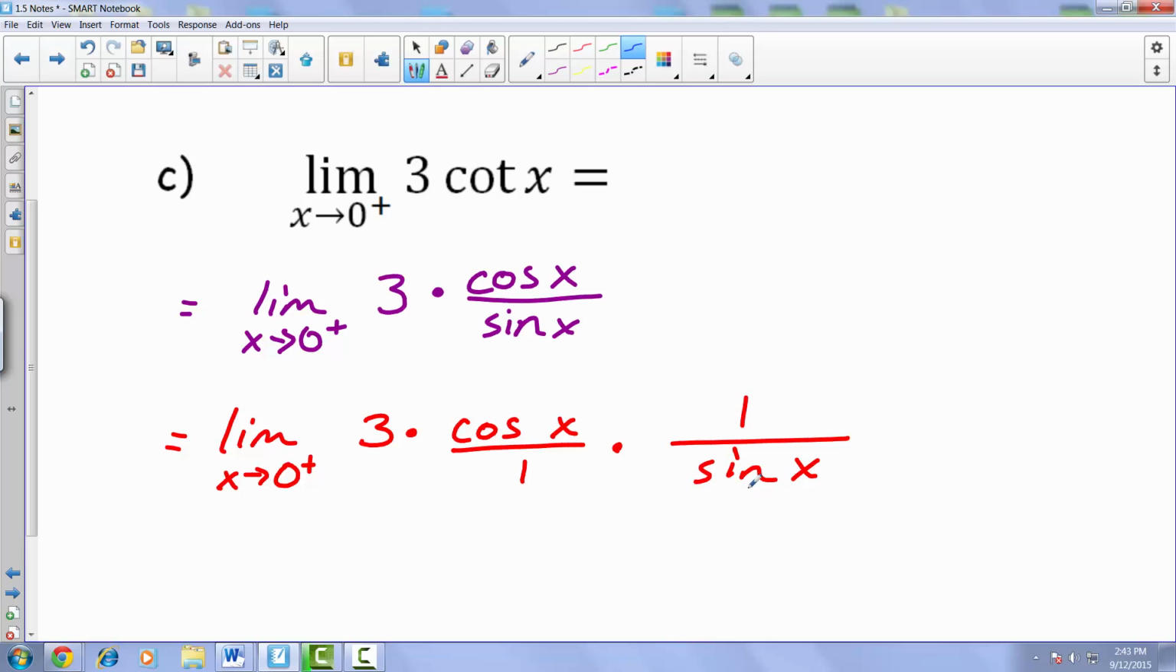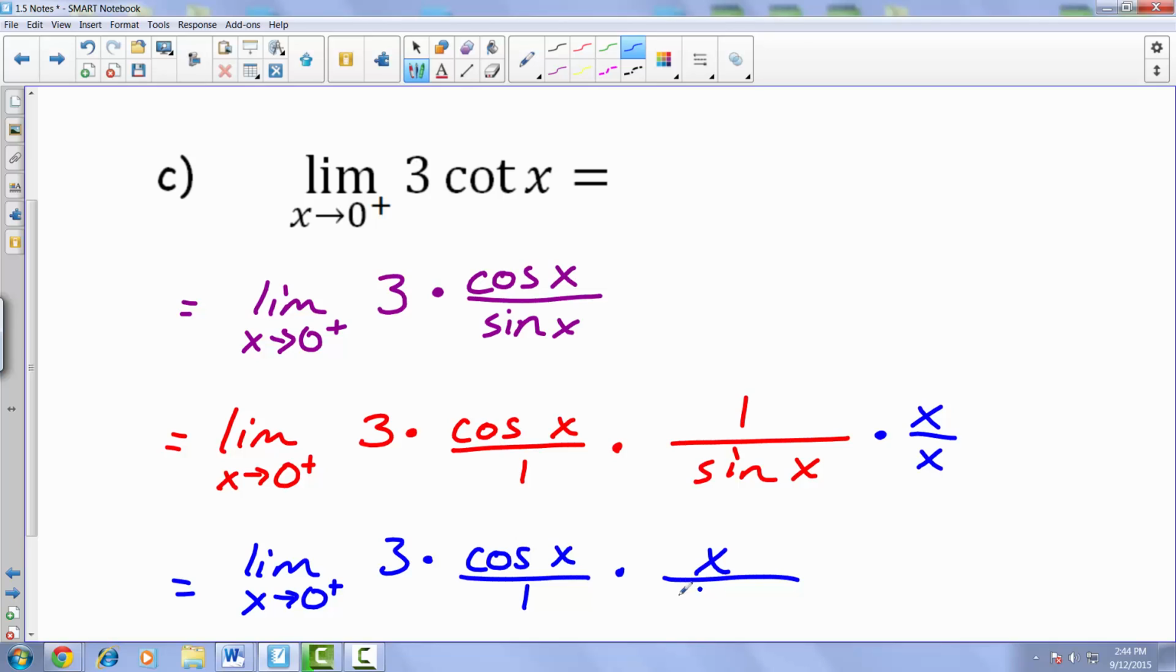Well, it's really similar to something that we've seen in our previous notes, where if we have an x on top divided by sine of x, we have seen that that limit does come out to be 1. And so what we're going to do is a little bit of foo here with x over x to try and get this x up on top. When we do that, we have the limit as x approaches 0 from the right side of 3 times the cosine of x over 1 times x over the sine of x times 1 over x. So pretty much we've just taken this and thrown it over here, thus leaving a 1 over x.